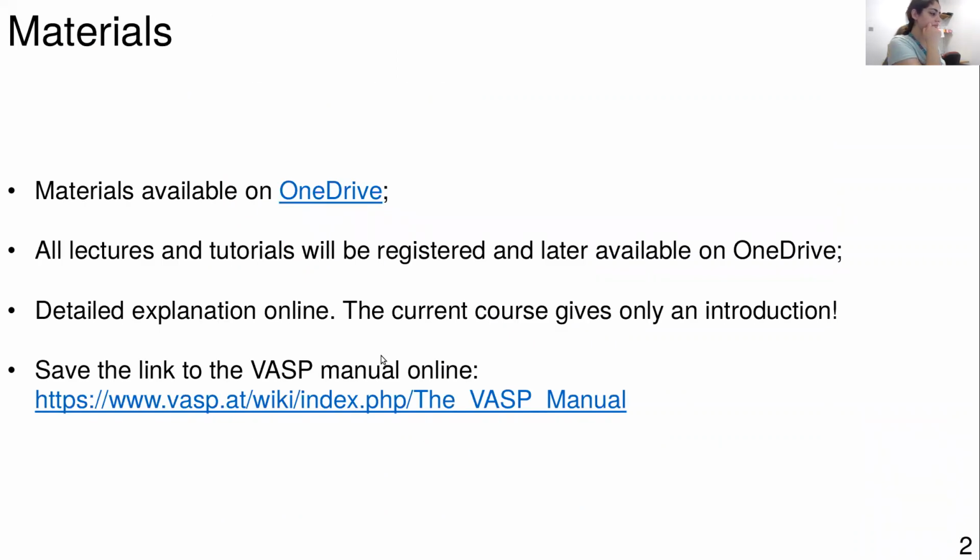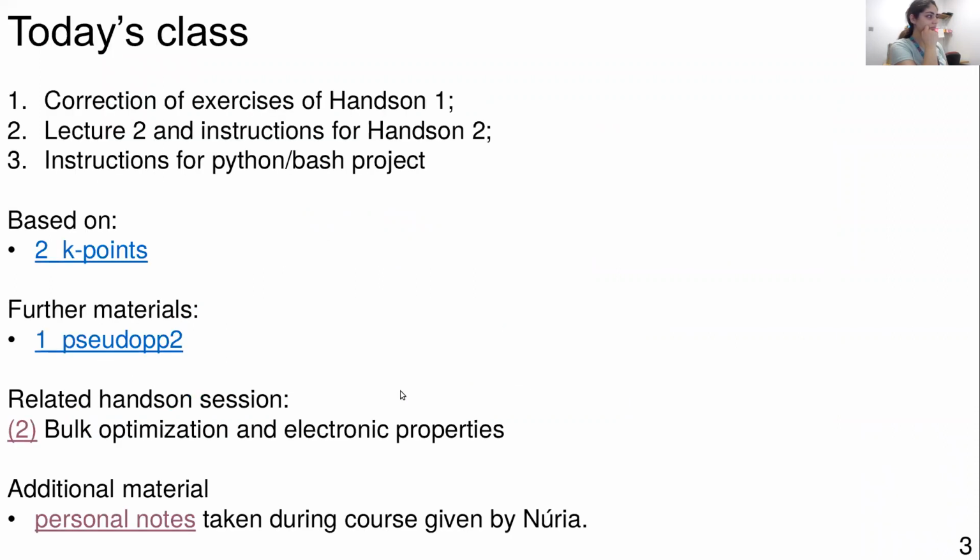This is a standard slide as the other time. As always, on OneDrive you have everything. On the VASP manual, you can see all the tags. What we will do today is the correction of the exercises of the Ansome 1. Then we will check lecture 2 and instructions for Ansome 2. And then, as I said, instructions for the Python Bash project.